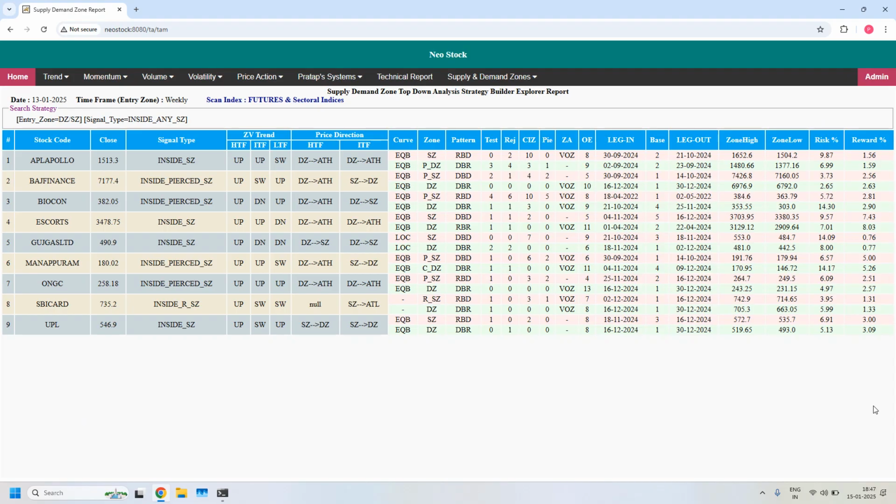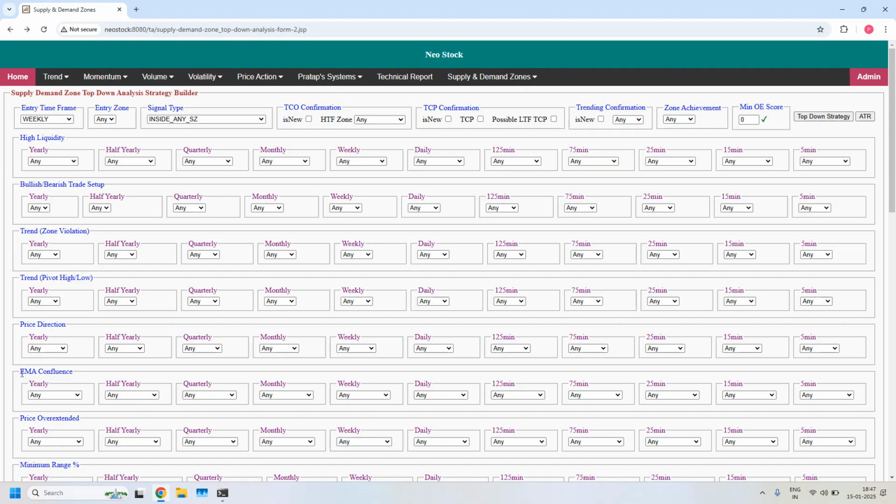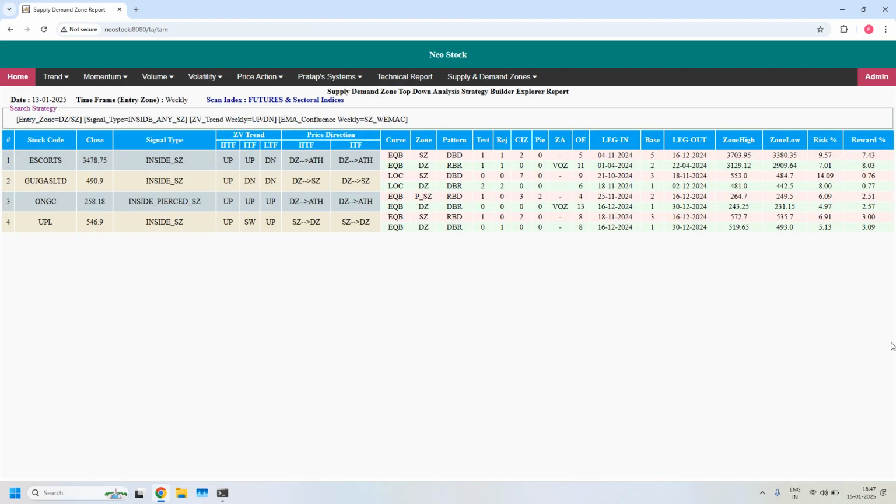Out of 9, how many of these supply zones are having EMA Confluence? Let's verify. So EMA Confluence, weekly time frame, weekly supply zones having weekly EMA Confluence, and the trend on weekly time frame should not be sideways. It can be up or down. Let me filter. Now we got 4 stocks. Out of these 4, third one is a pierced supply zone. Okay, this is about weekly time frame.